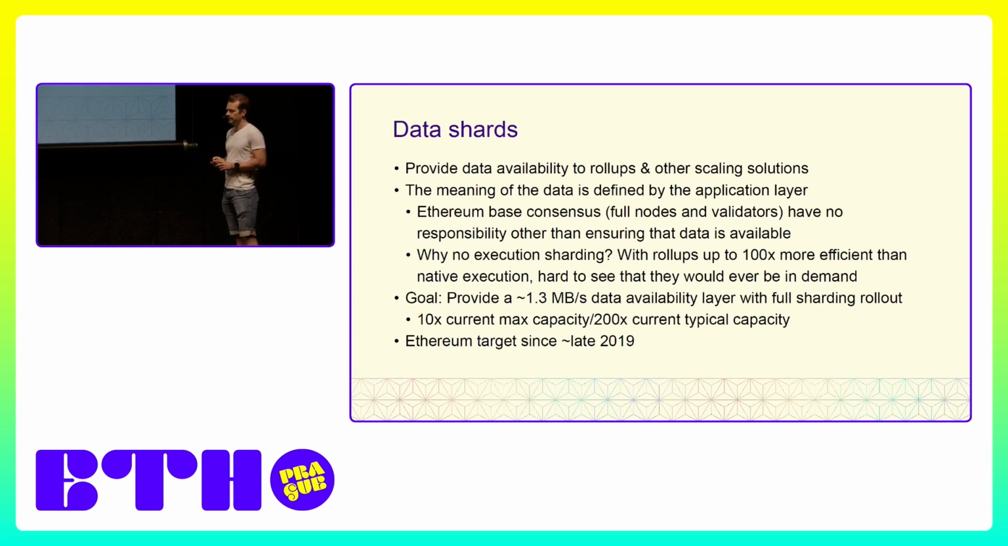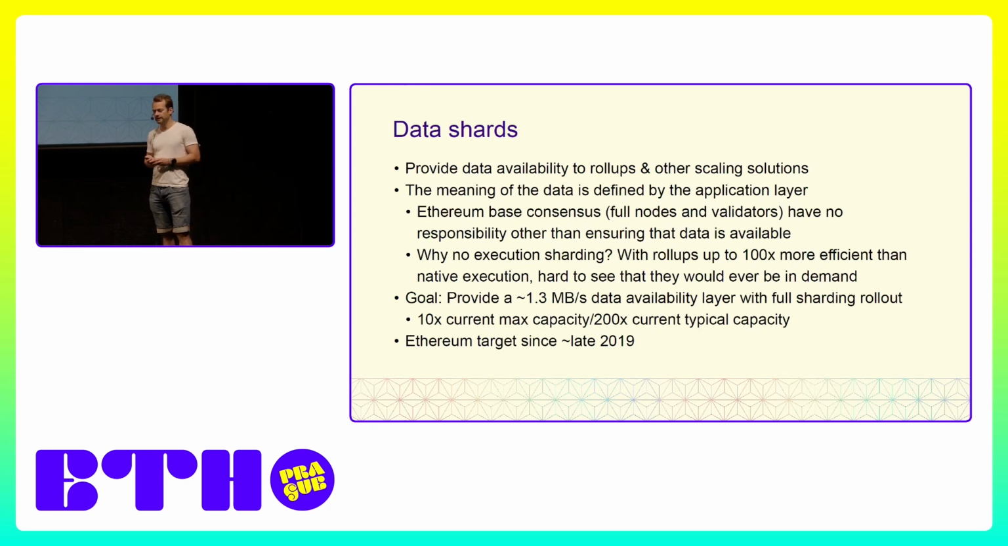Data shards are a way to provide data availability for rollups as well as other data scaling solutions. Originally, several years ago, when we first started talking about sharding, we thought that what we need to construct is execution sharding, which is we distribute the Ethereum execution across many different shards, and in this way we can scale the Ethereum blockchain to execute much more.